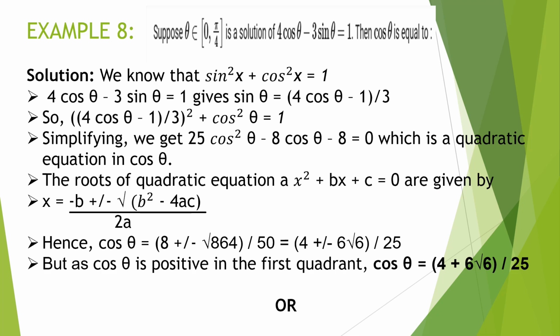Right? Now here theta is in the first quadrant. 0 to pi by 4 means in the first quadrant. In the first quadrant everything is positive. So 4 minus 6 root 6 is not possible. So the only possible value for cos theta is 4 plus 6 root 6 upon 25. So cos theta is 4 plus 6 root 6 upon 25.